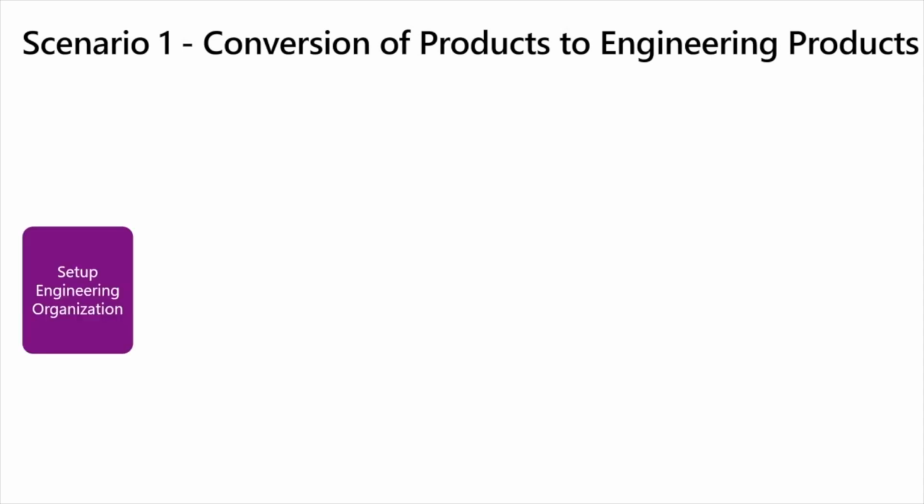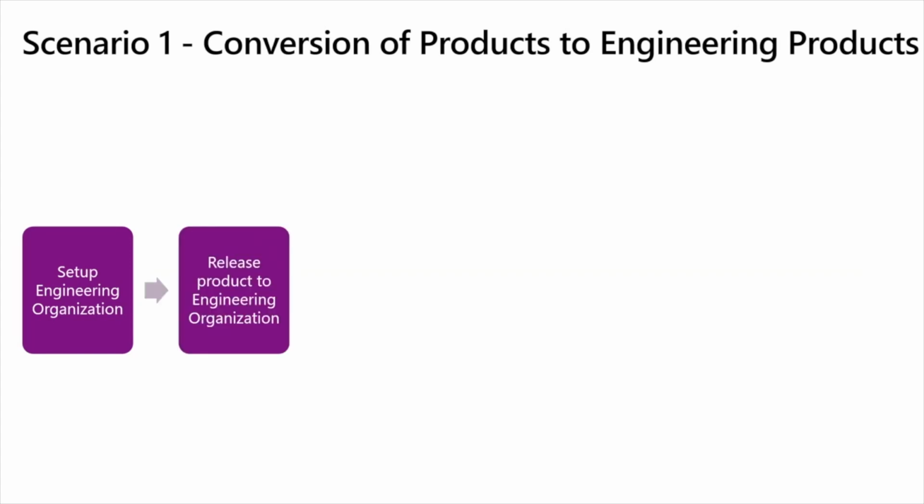Now, let's go through the first scenario. What should be the process and key consideration when you're planning to convert the existing products to the engineering products? So first setup is engineering organization. You want to make sure you have a legal entity which is set up to maintain your engineering products. You want to keep the engineering product management function in the separate organization where you only manage the products and don't perform any transactions.